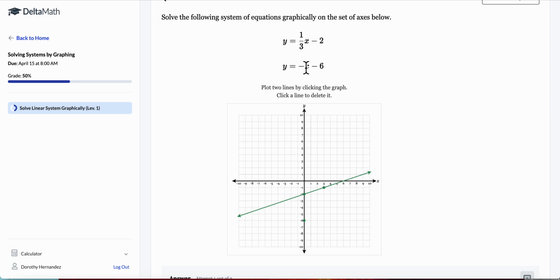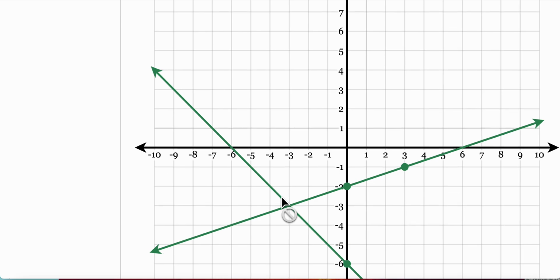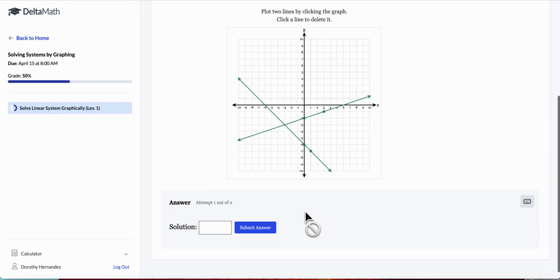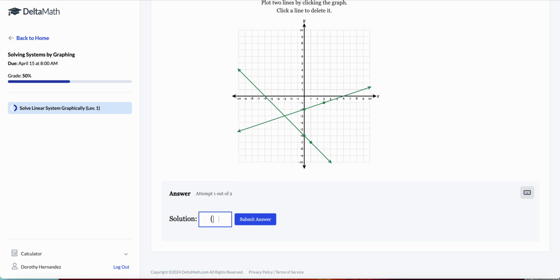Oh, no, there's an invisible number, remember? Invisible number 1, but it's a -1 now, so I have to go down 1. Here's my dot. Down 1 over 1. There we go. And then my point is at up to -3 over to -3. So let's type that in. Parentheses, -3, comma, -3. Parentheses.